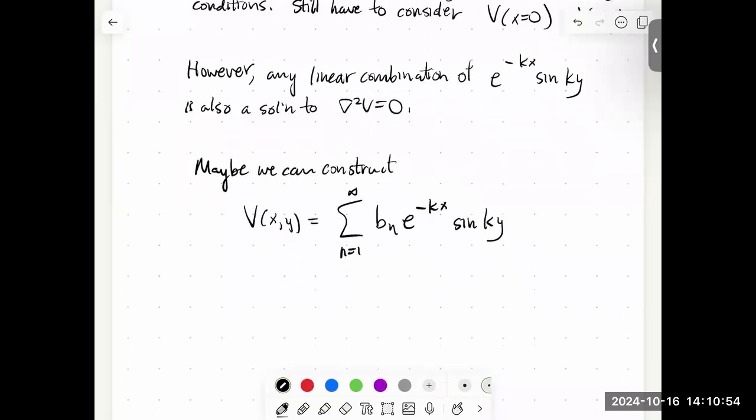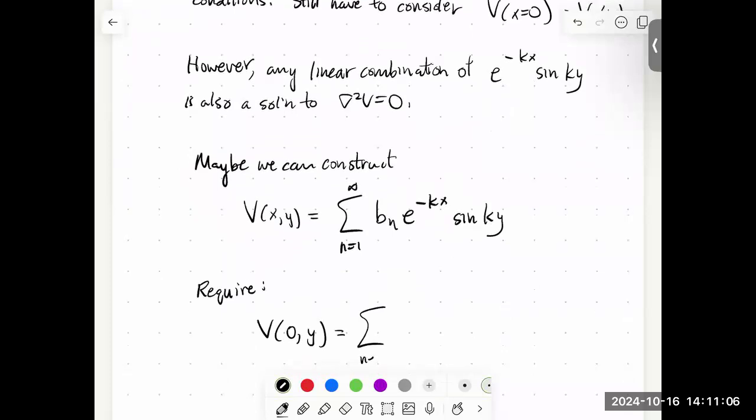So we require then that v at x equals 0, times y, has to be, well, okay, it's the sum. And then we have our bn. It's kind of nice, actually, right here, because k equals 0, this exponential is just going to be a 1. And then we have sine ky, and our boundary condition is that this is v naught of y. So this is our boundary condition.